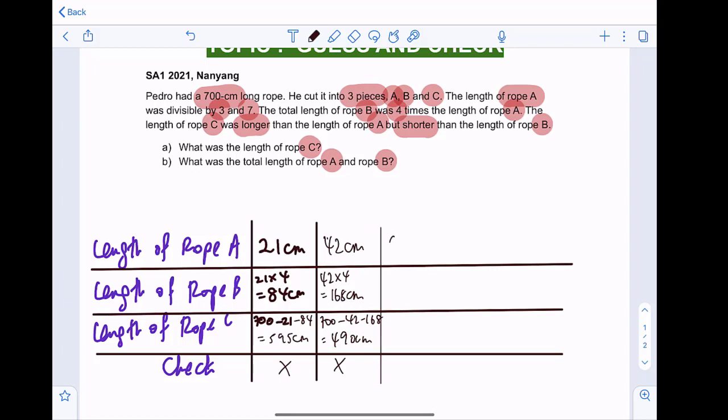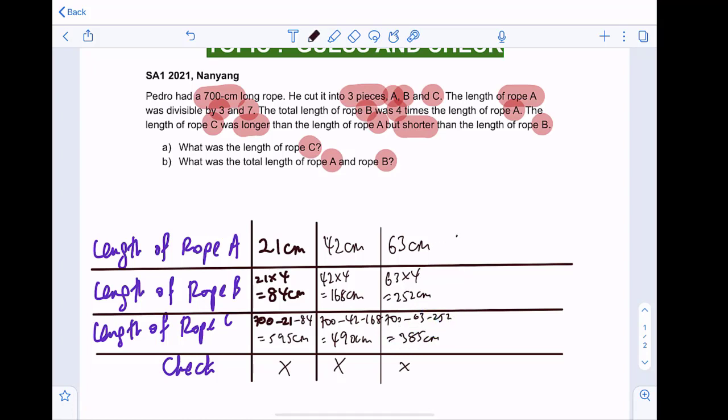Alright, then you can try with 63. Add 21, add 21. Okay, 63, check first whether it's really divisible by 3 and 7. Yes, it is divisible by 3. Yes, it is divisible by 7 also. 63 times 4, 252 cm. And the balance will be for C. 385, slightly long. Because this is longer than A, but this is not shorter than B.